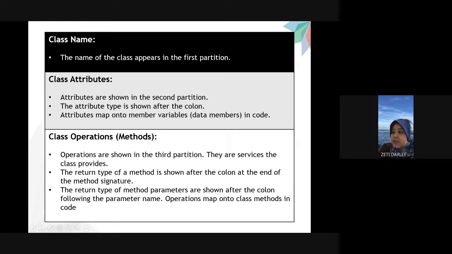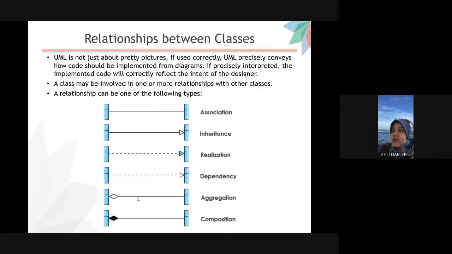There are services the class provides. The return type of a method is shown after the colon at the end of the method signature. The types of method parameters are shown after the colon following the parameter name. Operations map onto class methods in code. Okay. So you dah nampak perspektif tadi, contoh classes. Now kita belajar tentang relationship pula.